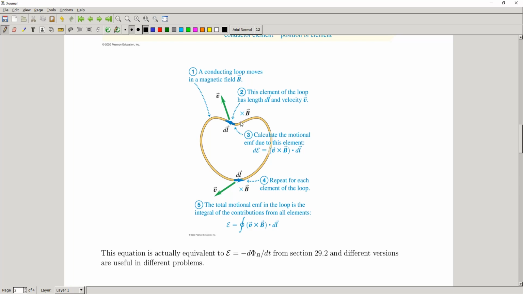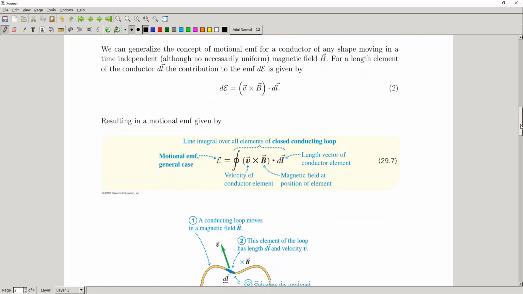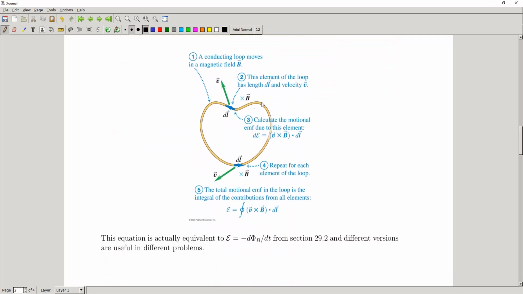We're gonna find the velocity for that tiny section. We're gonna calculate the tiny contribution from that dl to our motional EMF. So we're going to calculate dE equals this expression that we see here, which is just the expression that we had up here. We're going to do that for every single one of these tiny little dLs, and then we're just going to sum them all up. That's what this integral is telling us. This integral is saying sum up all these tiny little contributions over this closed loop.